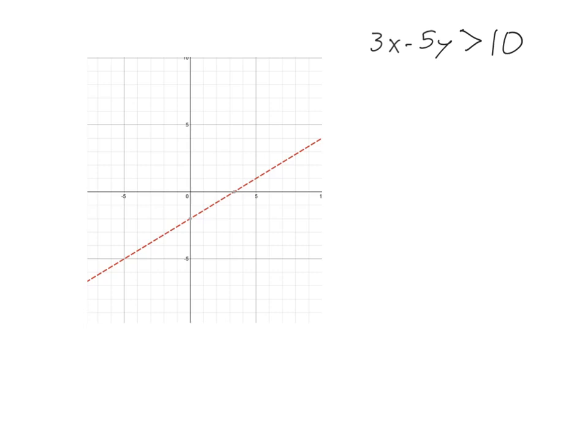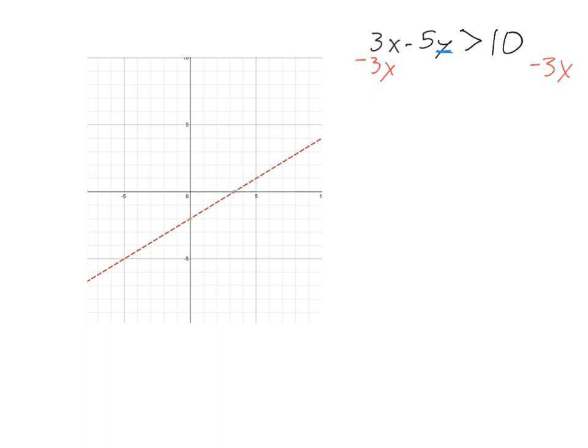So for the following inequality, 3x minus 5y is greater than 10. To be able to graph an inequality that is in this form, I need to get my y by itself. So the first thing I want to do is move everything over that does not have a y to the other side. And so the first thing I'm going to do is subtract 3x from both sides.